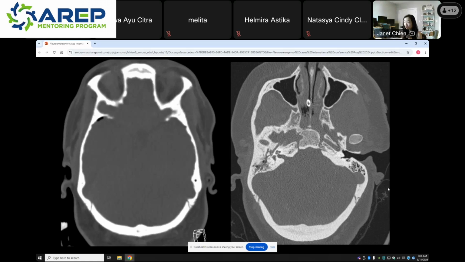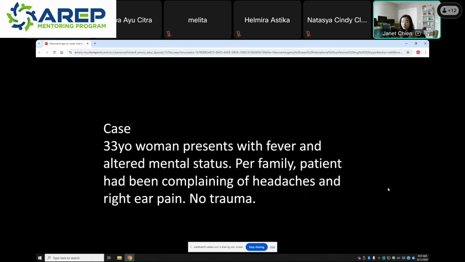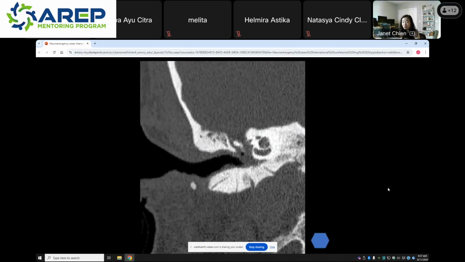Yes, for sure. Awesome. Somebody said there's pneumocephalus and air along the anterior middle cranial fossa. So the question is, why do you think there is air there? The history is key here. There's fever, there is right ear pain, and no history of trauma. There's another image for you. Why do you think the patient has pneumocephalus?